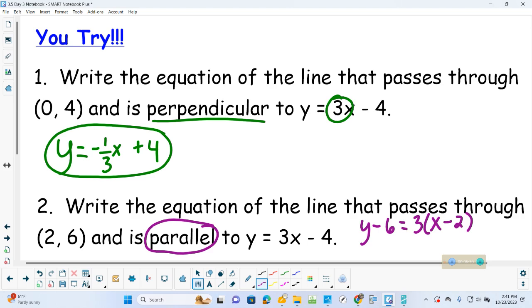Final answer is y equals, who's got it? Y equals 3x. We're lively today, crew. Any questions on that guy? Okay, so that's, I mean, it doesn't get any more exciting with parallel and perpendicular.